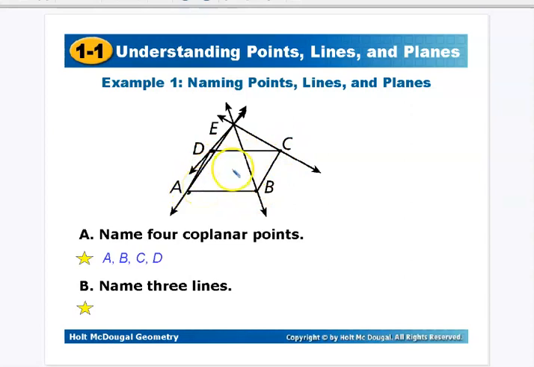Okay, so let's name 3 lines. Now remember, we named the points just with individual capital letters. When I name lines, we're going to name those with 2 capital letters. So let's check these out. AE goes from A to E in this pyramid type shape. We also have BE, and another one is CE. Now there's one additional possible answer that we could have. I'll let you try and determine what that is.